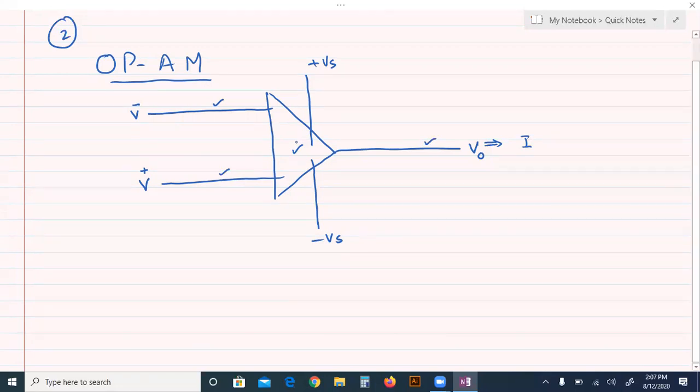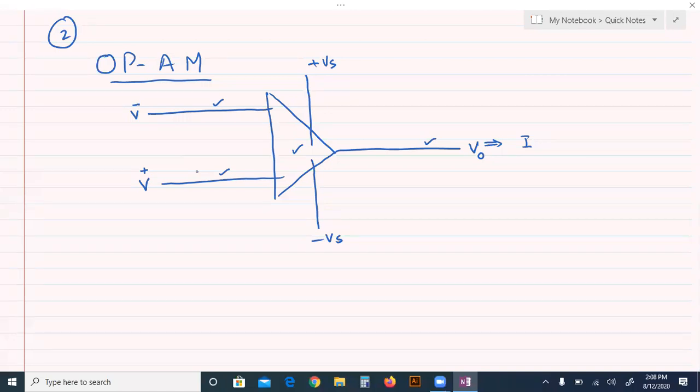Number 4, the range of the input voltages must be infinity, meaning the bandwidth of the input voltages must be infinity. And number 5, the slew rate, meaning the response of this operational amplifier for its function, for its working, must be infinity. So these are the 5 properties of an ideal operational amplifier.